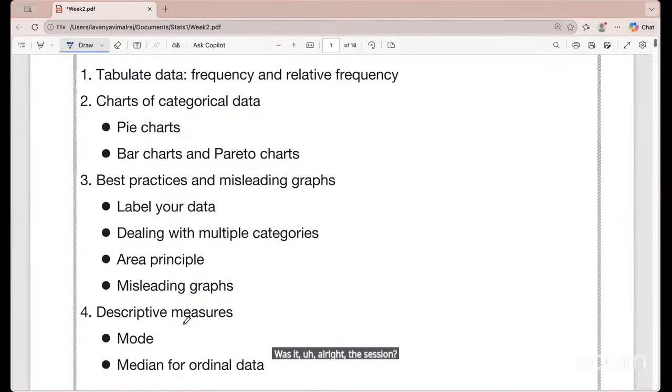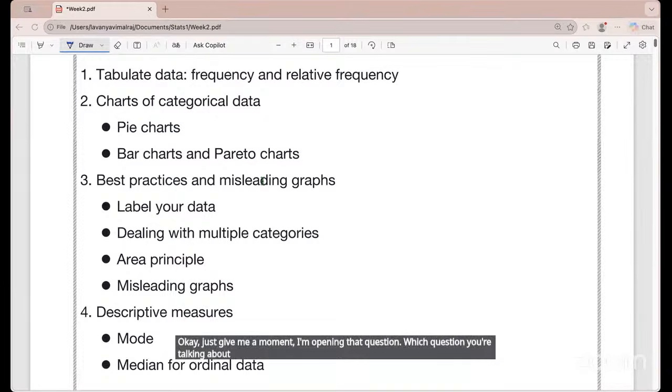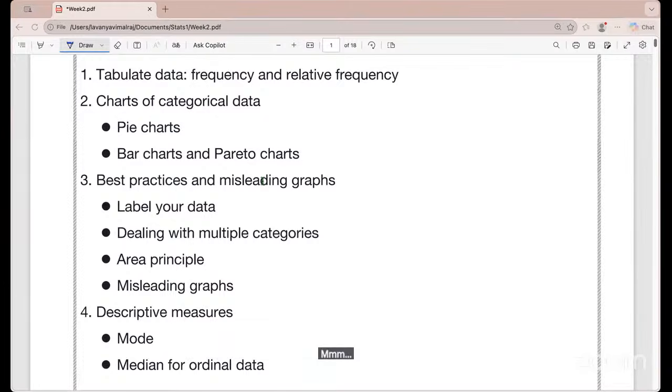Yes, ma'am, I have a doubt. In the week 2 practice assignment, the first question, the train question. Okay, just give me a moment. I'm opening that question. Which question are you talking about? Practice assignment 2.2, question number 1.